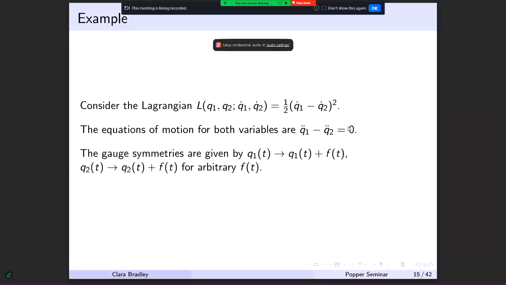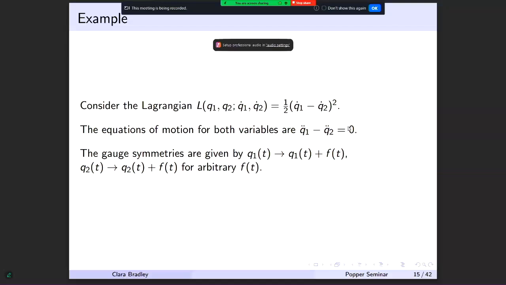And indeed, the gauge symmetries are given by those transformations that add to q1 and to q2 some arbitrary function of time. And so the idea is that this represents a system where changing the absolute positions given by q1 and q2 while keeping the relative position the same doesn't correspond to a physically meaningful different situation. The only thing that matters here is what the relative position and the relative accelerations are.